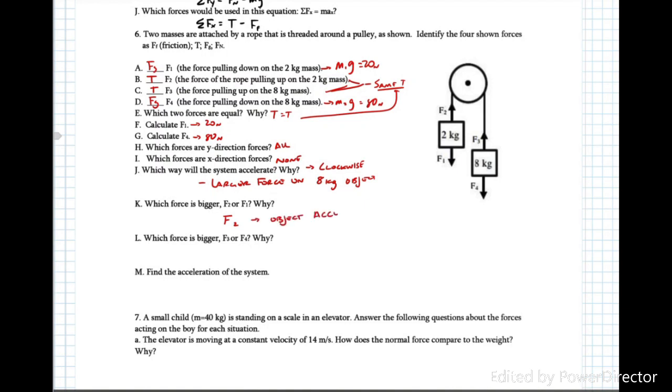The object accelerates up. Which force is bigger, force 3 or force 4? The 8 kilogram object accelerates down, so force 4 has to be larger. That's my direction of acceleration. So I'm going to find the acceleration of the system. I'm going to straighten it out.